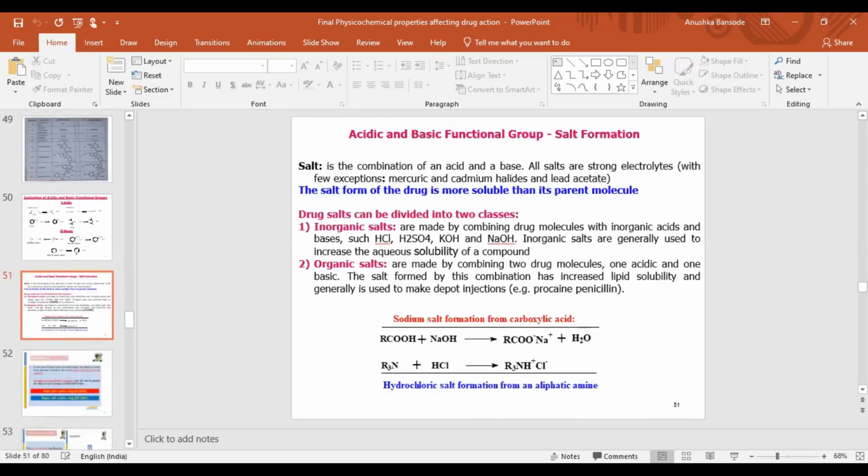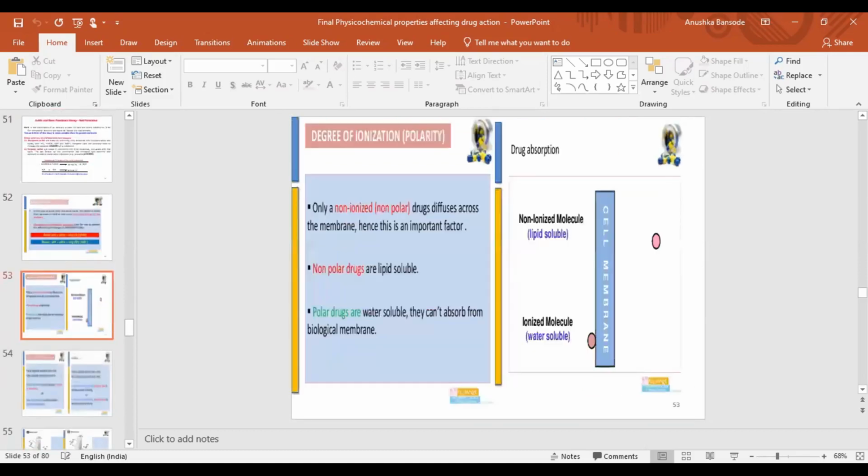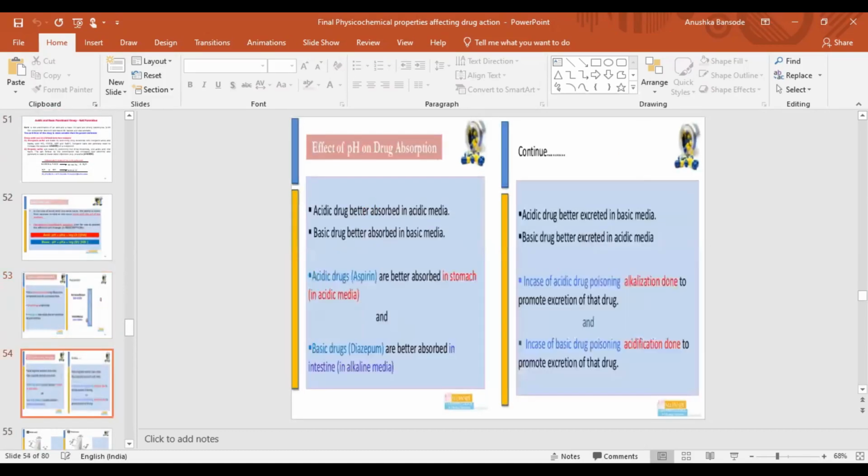Now coming towards the next thing, wherein we are going to study the effect of pH on drug absorption. An acidic drug absorbs better in acidic media and a basic drug absorbs better in basic media. So acidic drugs like aspirin are better absorbed in the stomach and basic drugs like diazepam are better absorbed in the intestine.